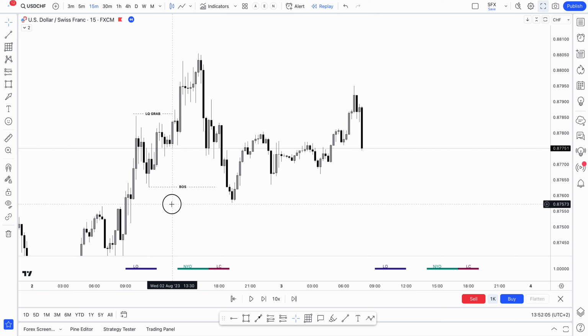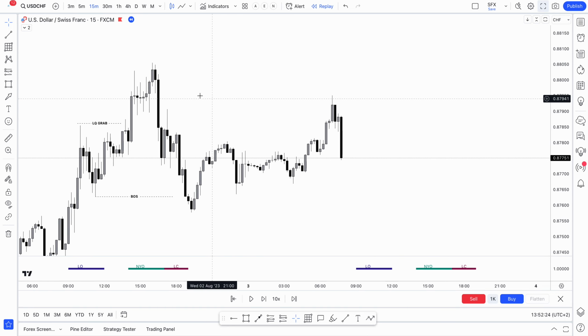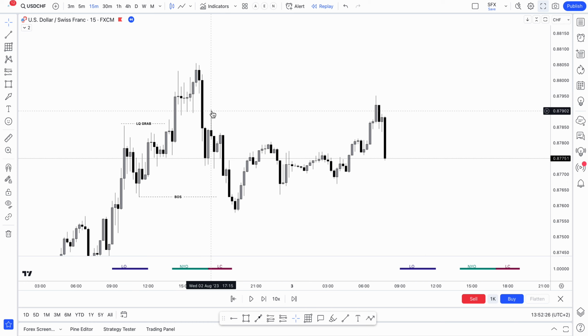So all of those lows that you see, so this low, this low, this low, everything was broken, right? So all we need to see now is a retracement to the upside, so basically to this point from where this original move started.